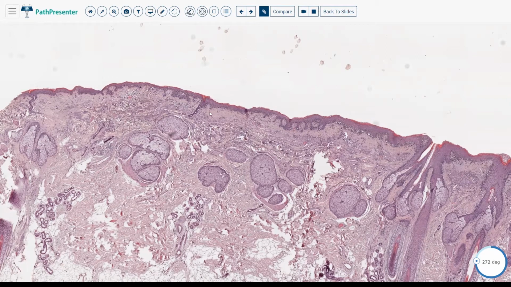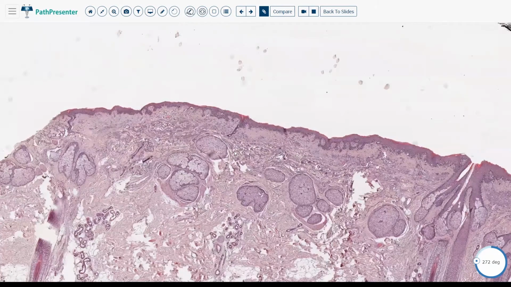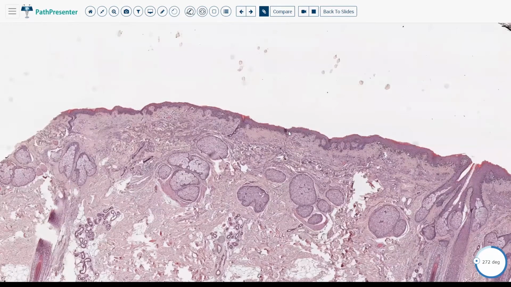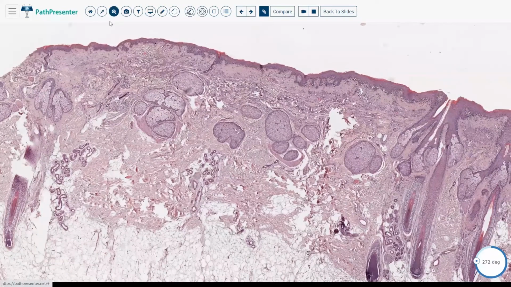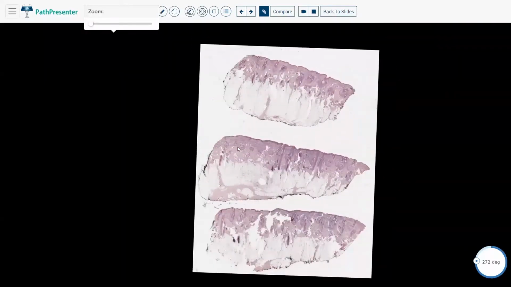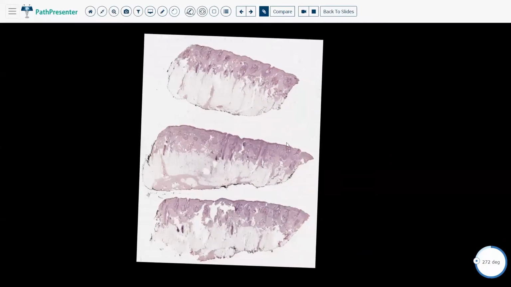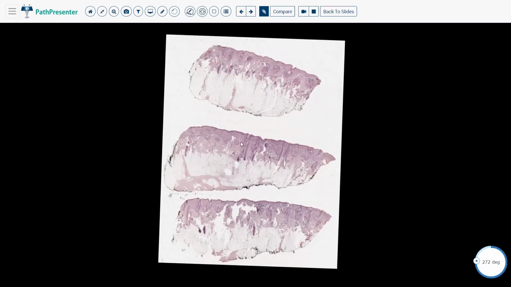Now, the other thing which I would like you to highlight here is that when you look at the low power again, as we said, we are emphasizing this fact. I wanted you to see what type of specimen you are dealing with. And from here, you can realize that this is not a biopsy. This looks like a section taken from an excision specimen.